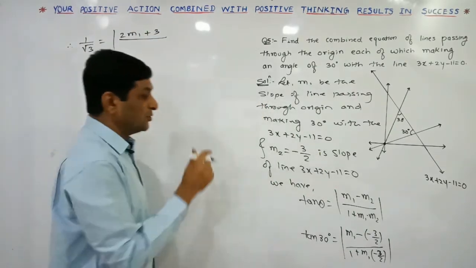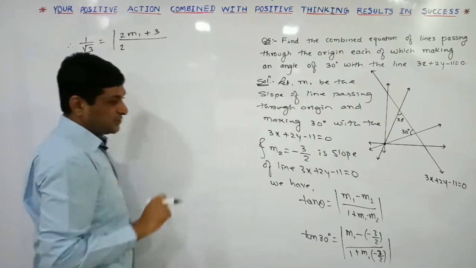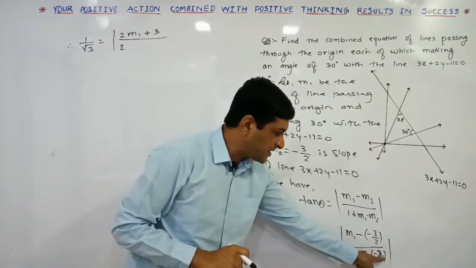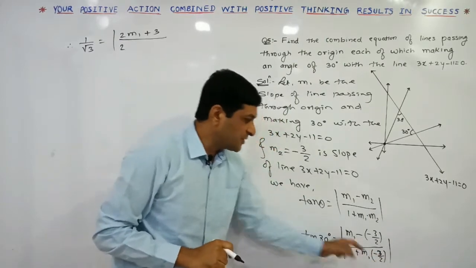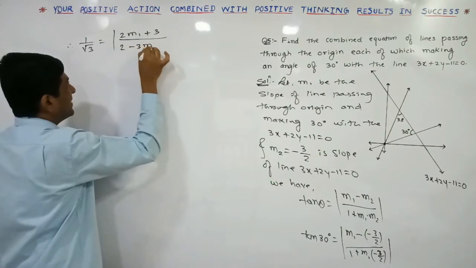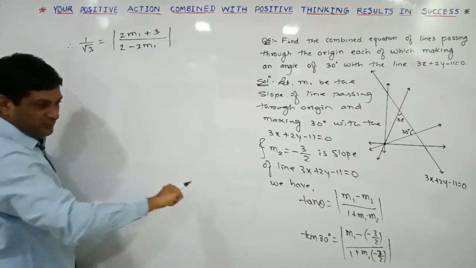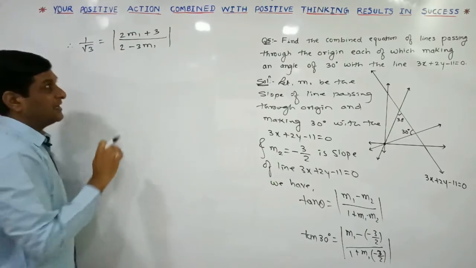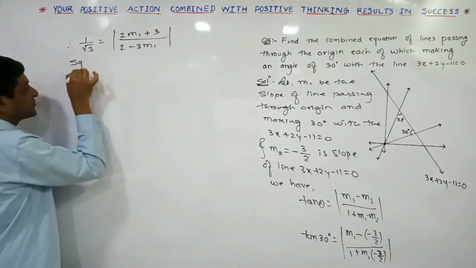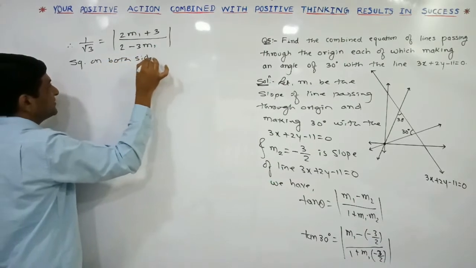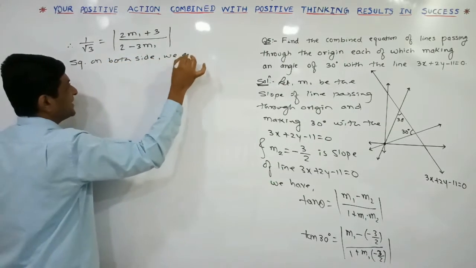And in the denominator, multiplying by 2, we will get 2 plus into minus. Observe here, plus into minus will become minus, and multiplying by 2, the 2 will get cancelled. So the remaining term will be minus 3m1. After multiplying numerator and denominator by 2 and simplifying, we will get this expression. Now we are squaring both sides.